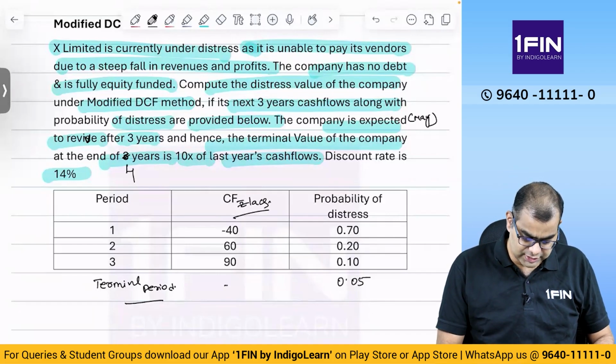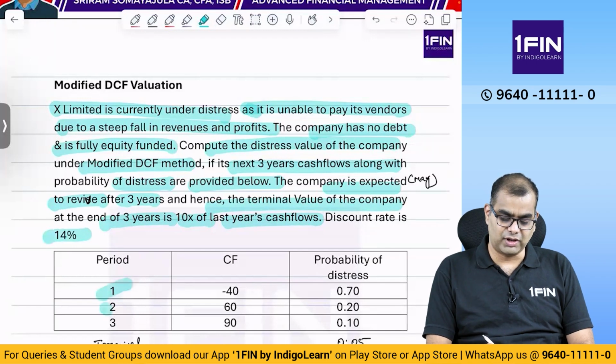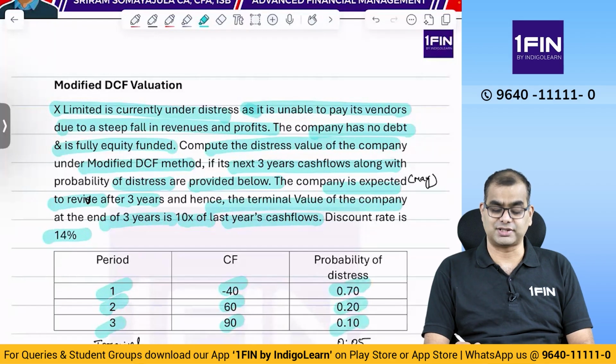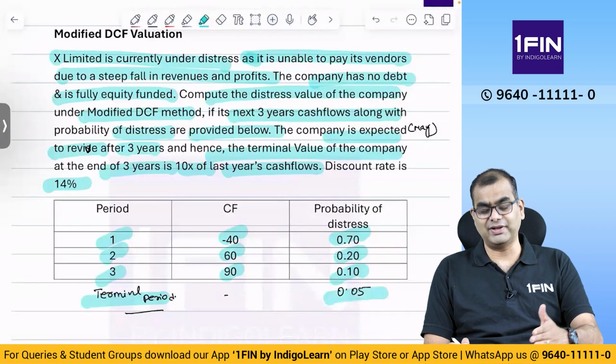Then the discount rate is 14%. They have said directly what the discount rate is. Now what have they said? Period 1, period 2, period 3. This is the cash flow. And there is a probability of distress, and they have also given this last period. I think it didn't get printed, so I had to manually write it. Terminal period, what is the probability of distress? Okay, now they have given something like this.